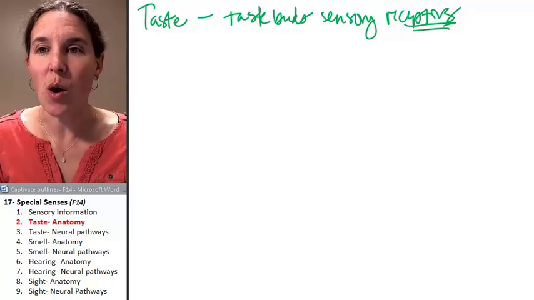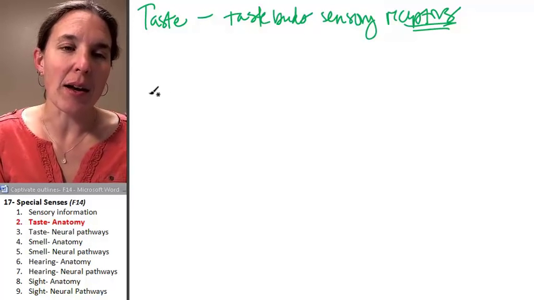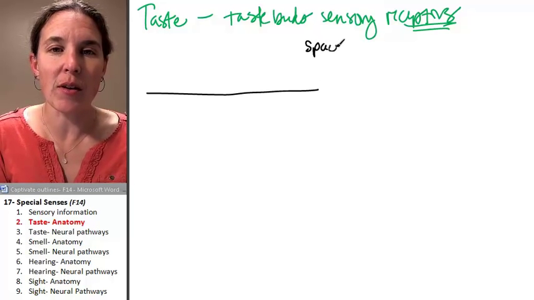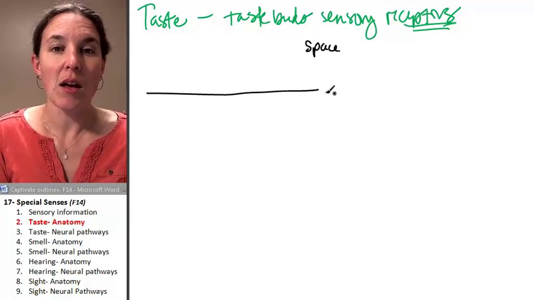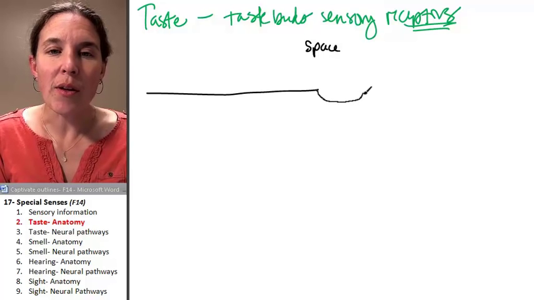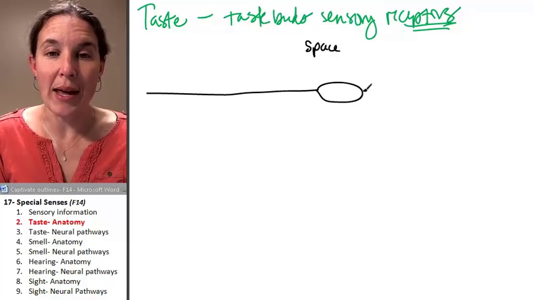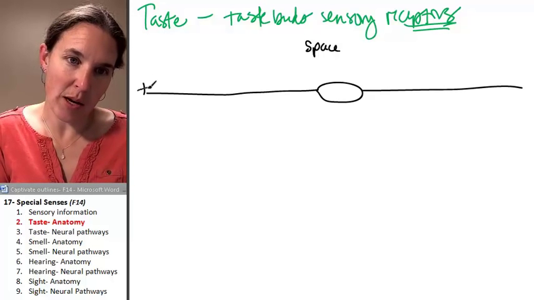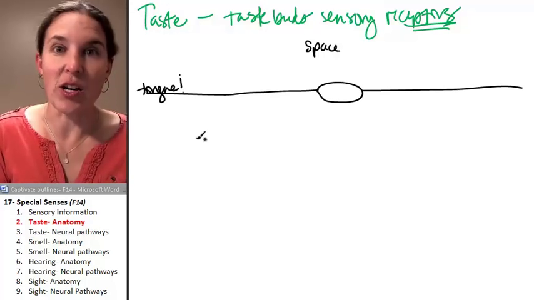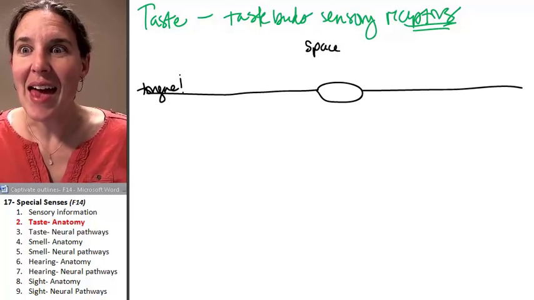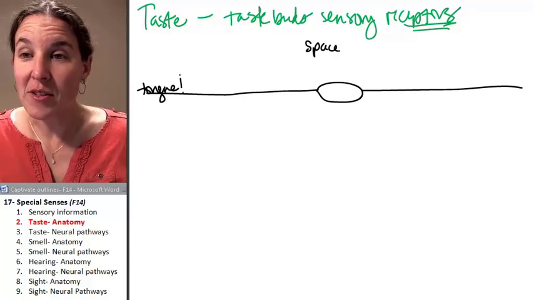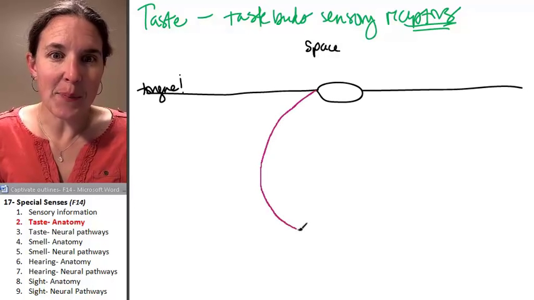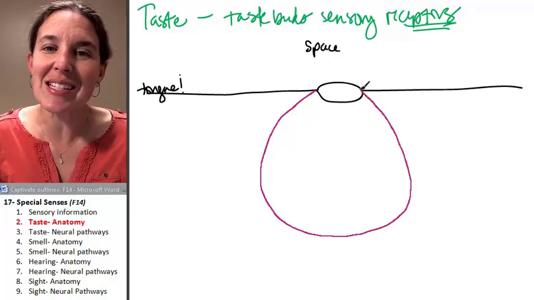So I'm going to draw you a picture. What? I really am. I know, I never draw you pictures. This is your mouth. It's a space. If that's your mouth, I should have made this red so that you would know this is your what? If it's red, that's your tongue. And guess what these are? They have to be pink. Ooh, that's a pretty color. This is a taste bud.